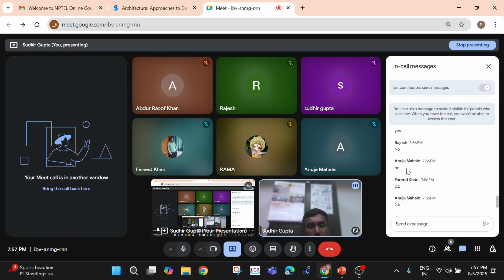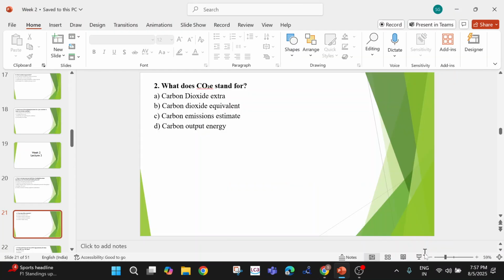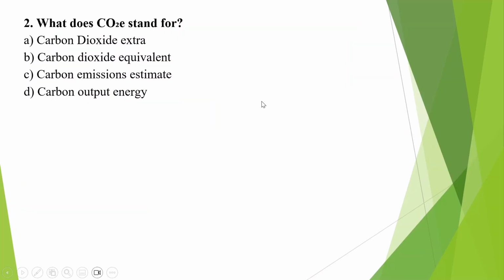So all of you have opted for option B. E stands for, sorry, equivalent: carbon dioxide equivalent, option B. So all of you are correct. I think it does not require much explanation. This was also discussed in the week 1 lecture, where the global warming potential concept was introduced to all of you. You have chosen the correct answer also. So let's move to the third question.